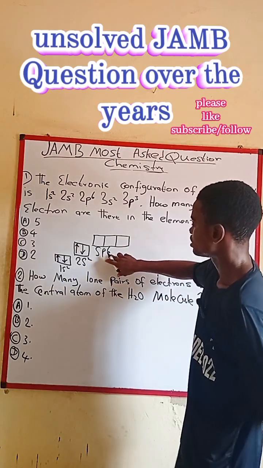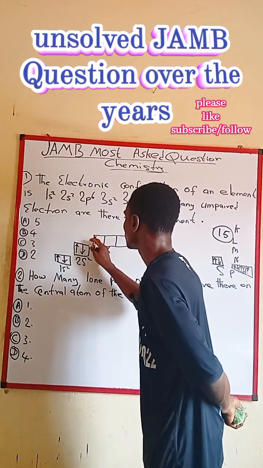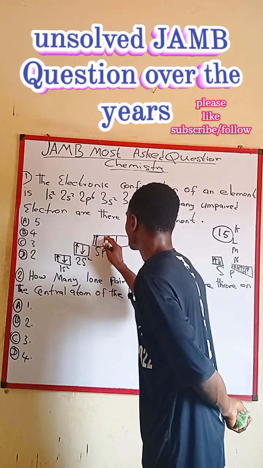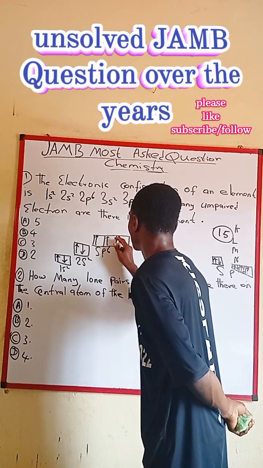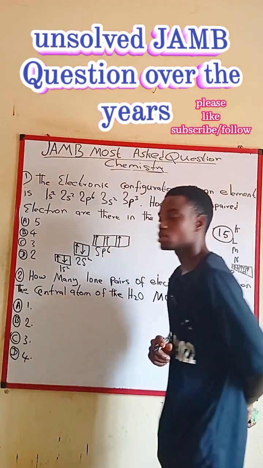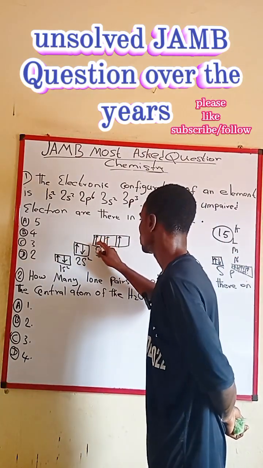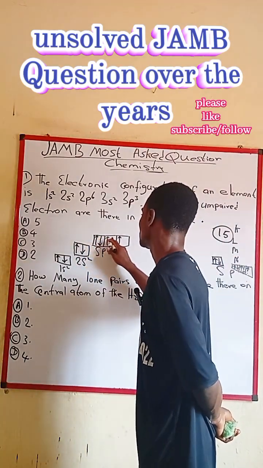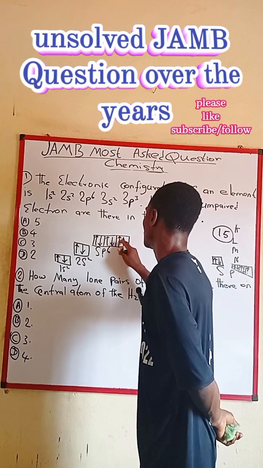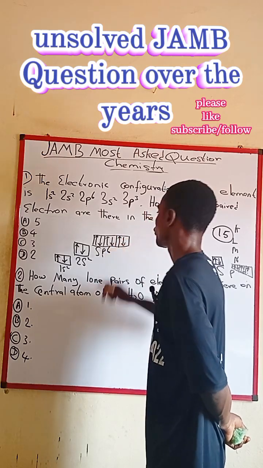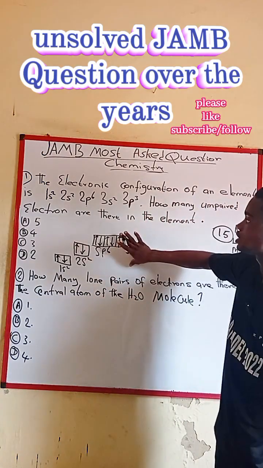Now, because it has 6, first of all, I'm going to put in what? Upward arrow. Upward arrow. It is now 3. But I have 6 here. It doesn't mean that is all 6. You come again, make the arrow face what? Downward. That is electron spin from Pauli's law. Completed here.